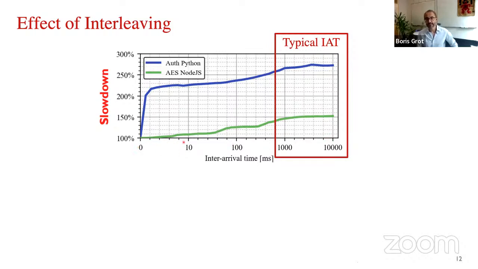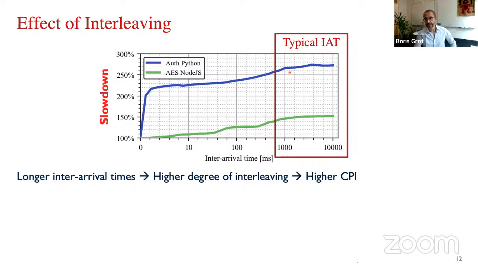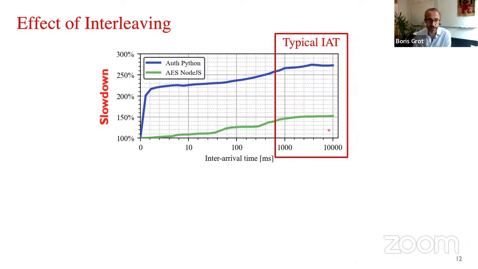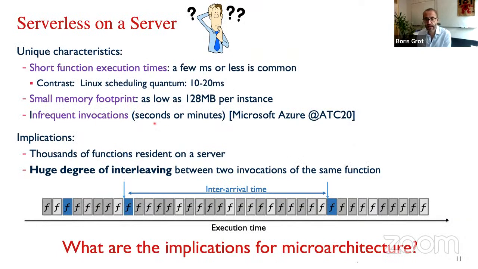And so as the inter-arrival time increases in between the invocations of a particular function, I run other functions on that same server, right? And so we can see that as the inter-arrival time increases, I'm interleaving more and more stuff on the CPU, and the performance of that particular function decreases, right? So there's a slowdown. It's about 150% or 1.5x for Node.js. It's over 2.5x for the Python function, right? So the CPI here is really the slowdown. I'll explain what CPI is later. So basically, there's a dramatic increase in CPI, a proxy for slowdown, on average between these two functions, 1.7x for inter-arrival times that are typical in the cloud, right? Remember the previous slide, we said that typical inter-arrival times are seconds or minutes.